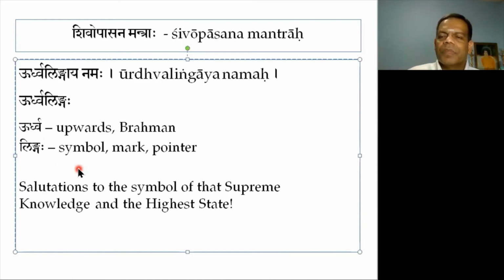That is Linga. In Tamil, the word we use is Kuri. Kuri means it points out, so it's an indication of something. Indicator, pointer, all that is Linga. So salutation to the symbol of that supreme knowledge and the highest state. So that's the meaning I have given. Urdhva Lingaya Namaha.